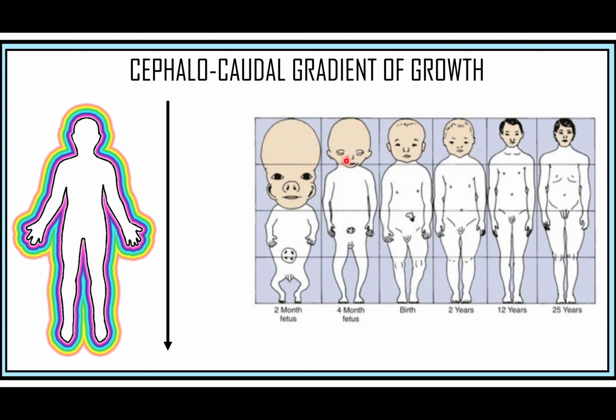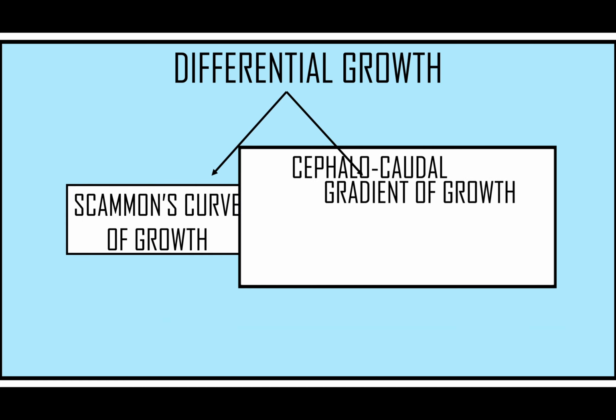Postnatally, the face grows more than the cranium. As you can see there, the head is bigger than the face, but as you follow up, the face becomes bigger than the head, as you can see in the adult size. So this was all about the cephalocaudal gradient of growth.